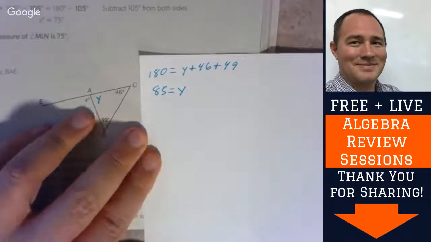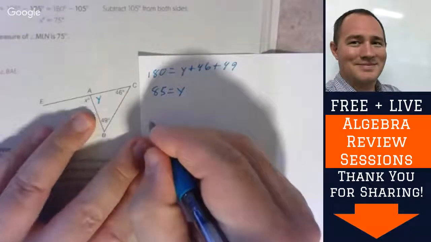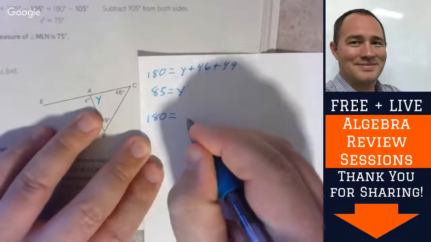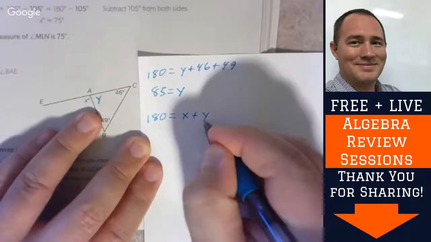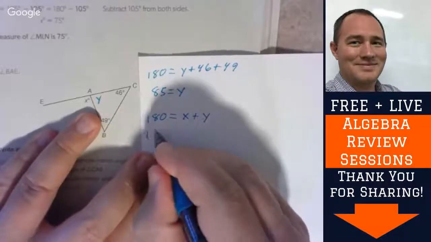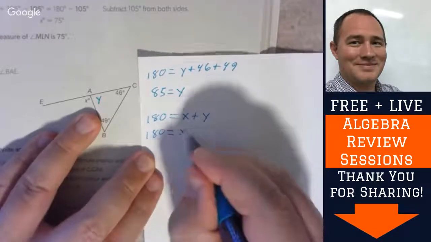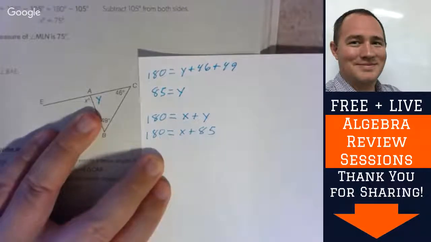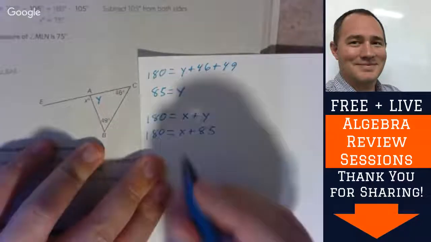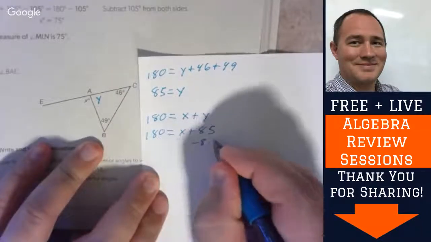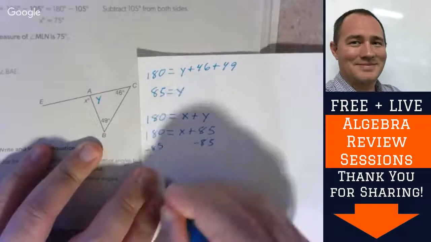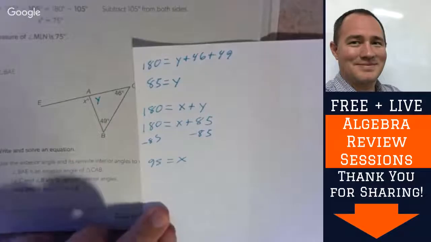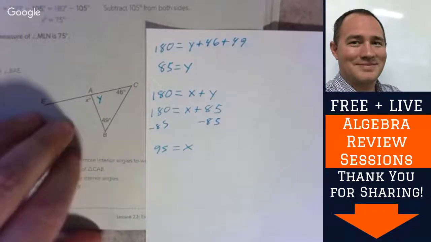So how would we find x? So x, or rather 180, equals x plus y. We just figured out y to be 85, so 180 equals x plus 85. Subtract 85 from both sides. We should have 95 for x.